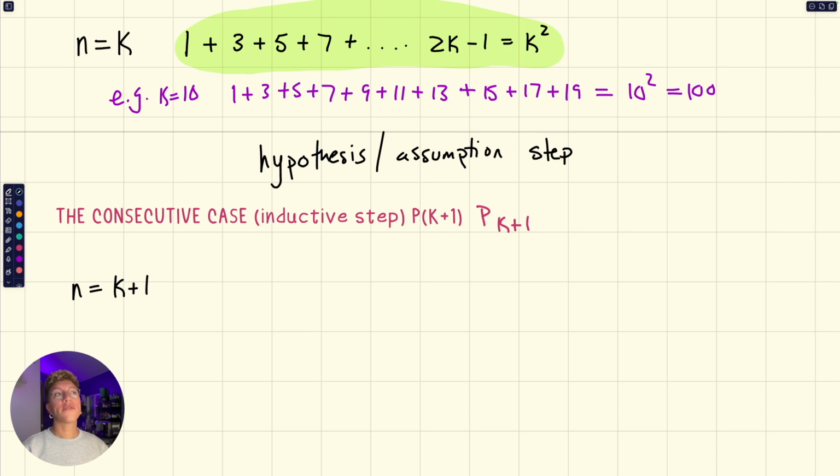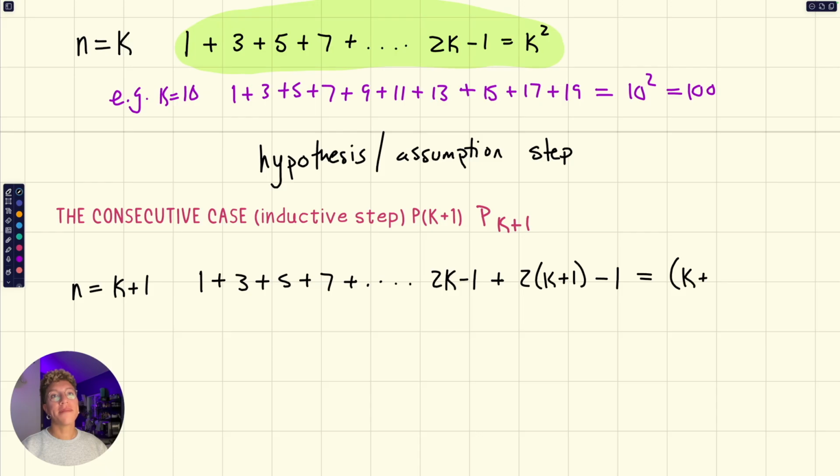So again, we're going to take our formula. We're going to say 1 plus 3 plus 5, sum of all the odd numbers, up to 2k minus 1. That's our, from before, our k case. And now we have this new one, 2 of k plus 1 minus 1, like that. And that should be equal to, according to the formula, k plus 1 all squared, like that.